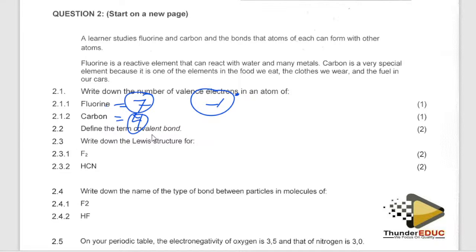Define the term covalent bond. When you talk about covalent bond, I talked about it yesterday, that a covalent bond is a type of bond which involves the sharing of electrons. The electrons must be shared. Don't forget that is the transfer. There is also sharing. When you talk about sharing, then you're talking about the covalent bond.